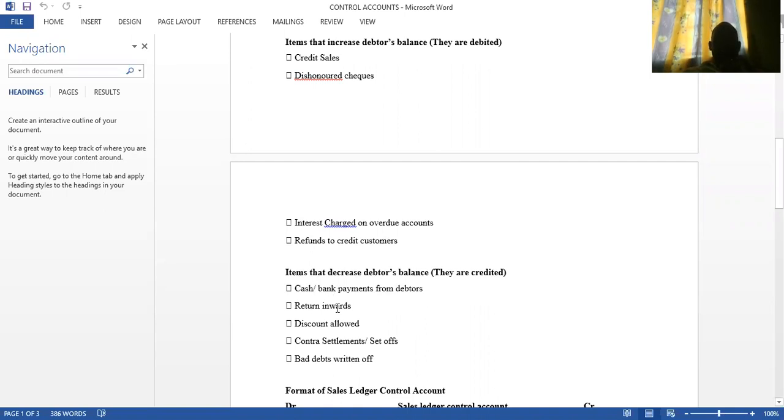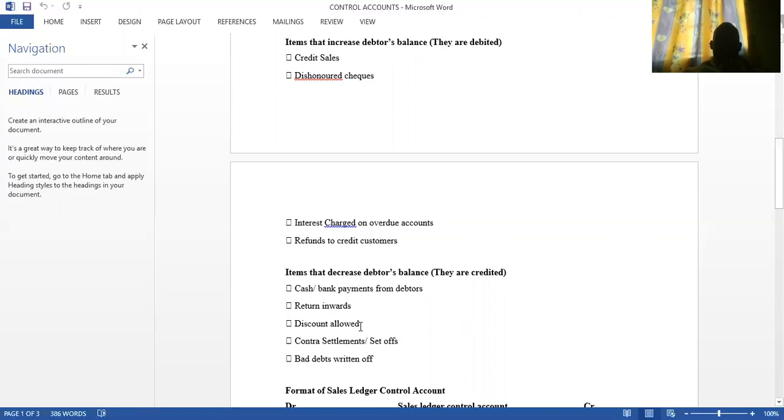We have the return inwards. We have the discount allowed. We have the contra settlement, which I'm going to explain shortly, and then we have the bad debts written off. This will reduce the amount that we are supposed to be paid by the debtors. Note that if we receive money, the debtors are reducing. If goods are returned by those particular debtors, then the amount that we are demanding from them is reducing.